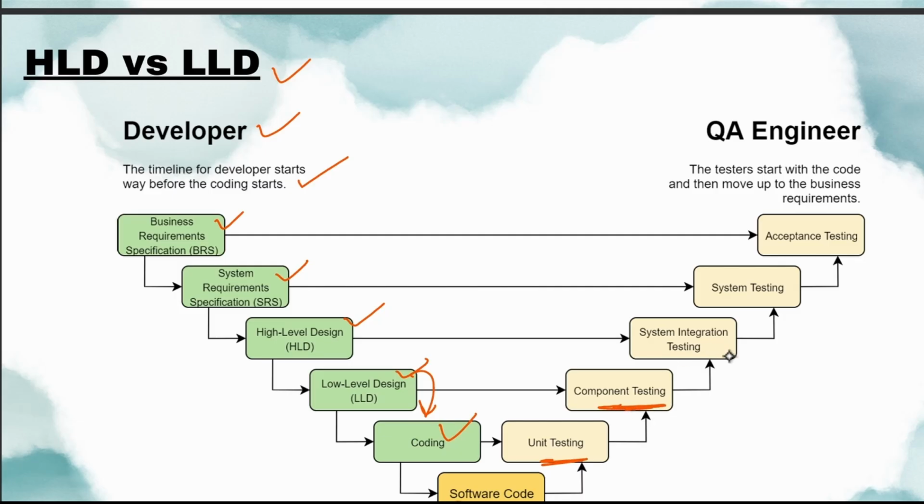Then they will test with component testing. Then they will start the system integration testing. Then system testing, and finally acceptance testing. So this is QA engineering. The testers start with the code and they move up to the business requirements. This is what is meant by that.